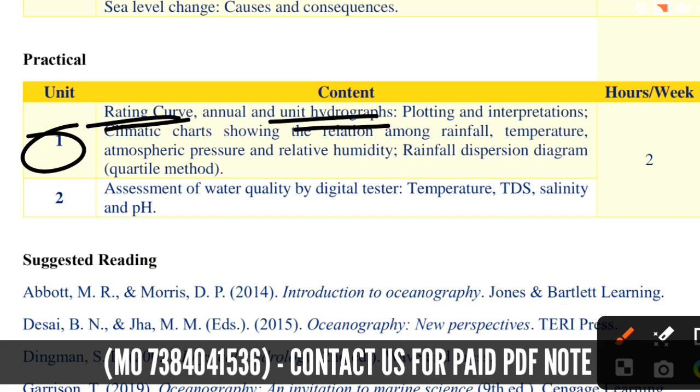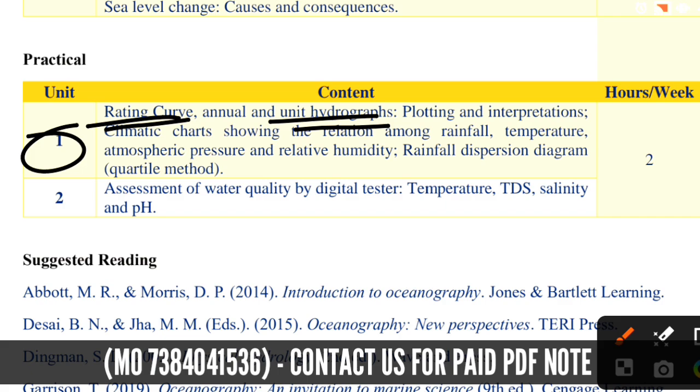After that, you have climate charts. In climate charts, you have to show the relationships among important elements. These are rainfall, temperature, atmospheric pressure, and relative humidity. So students should understand how these climatic elements are shown through charts and how the charts can explain them.